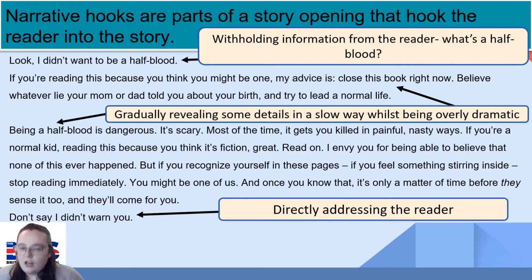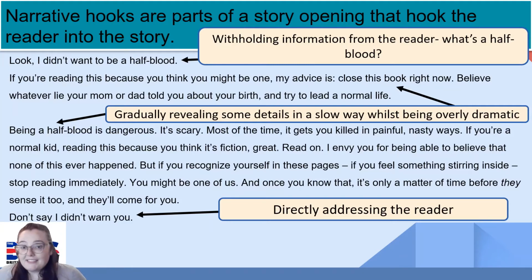So he keeps talking about half-bloods, acting as if we know as a reader exactly what a half-blood is. Okay, he never explains what that is. Gives you a little bit of information, like he doesn't want to be a half-blood, it's dangerous, it's scary, and things like that. But we don't really know what being a half-blood means. And when he's saying, you know, I envy you for being able to believe that this is fiction and you might be one of us, you start thinking, okay, well, in that case, what is a half-blood? How would I know if I was one of you?